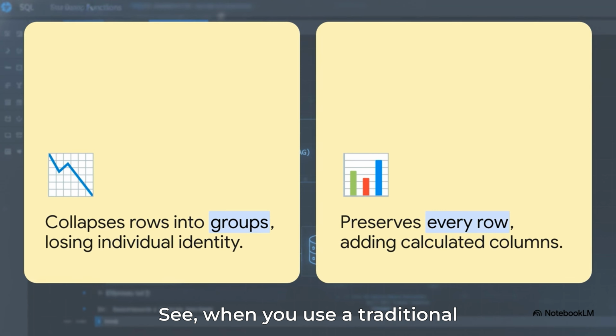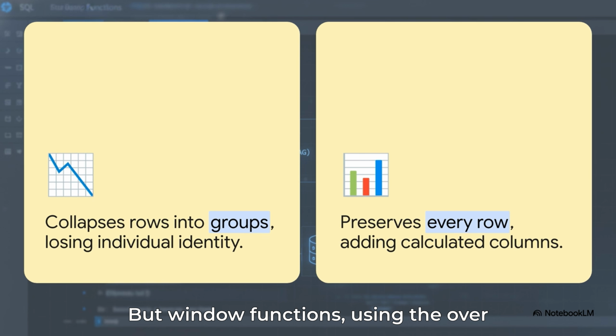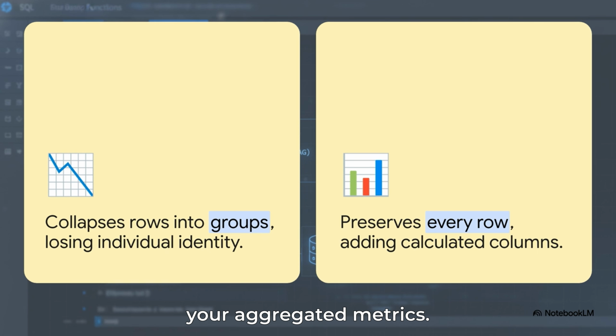See, when you use a traditional group by, the database collapses your rows. You completely lose the individual row identity. If you group by user to find their total transactions, the specific timestamps and the transaction IDs just vanish into a single summary row. But window functions, using the over clause, do something kind of magical. They add a calculated column to your result set while preserving every single original row. So you get to retain the full context of the transaction history while still getting your aggregated metrics.